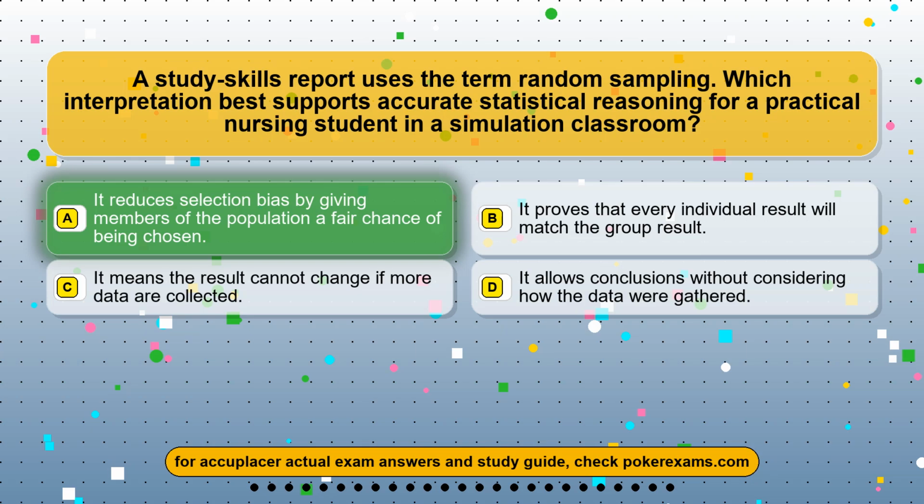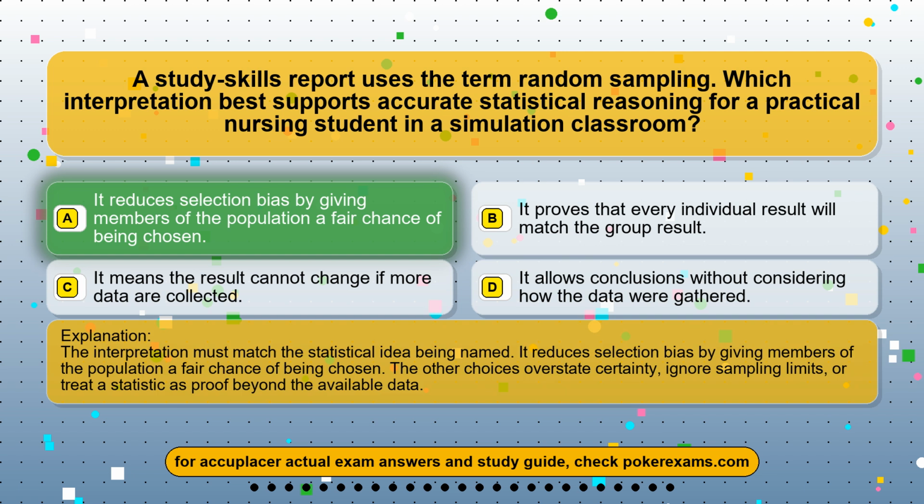The correct answer is option A. It reduces selection bias by giving members of the population a fair chance of being chosen. The interpretation must match the statistical idea being named. The other choices overstate certainty, ignore sampling limits, or treat a statistic as proof beyond the available data.